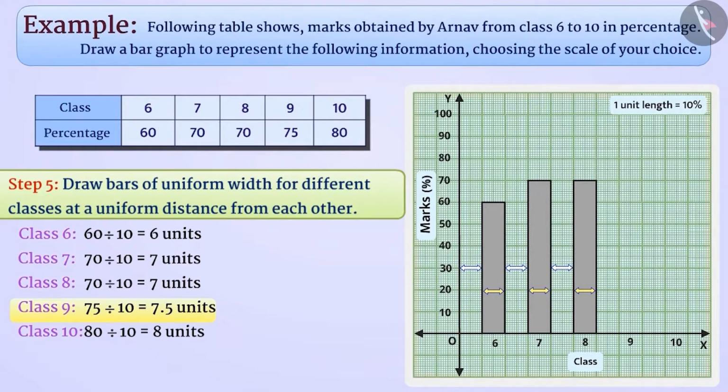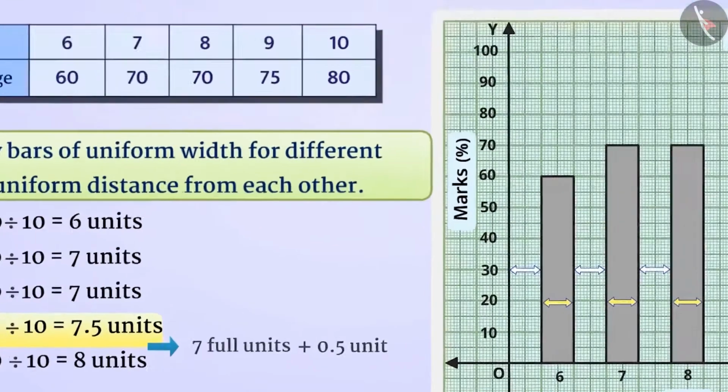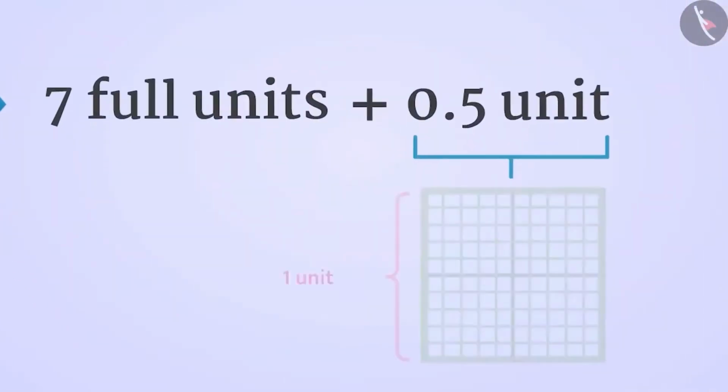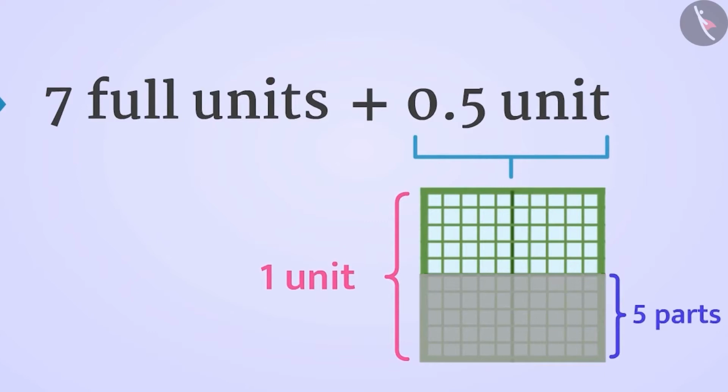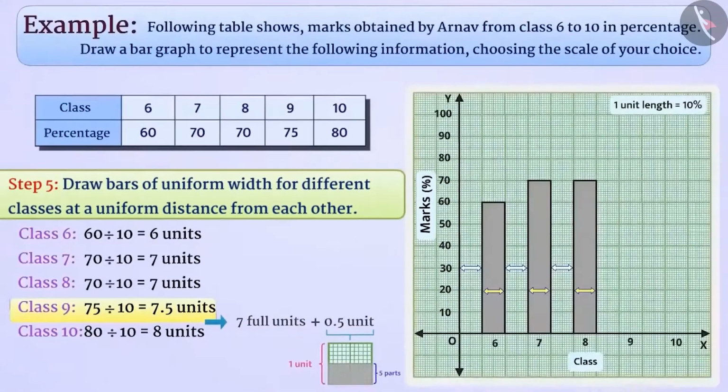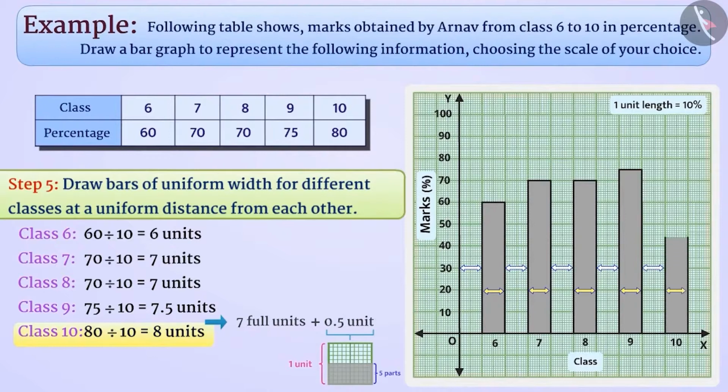You are absolutely right. 7.5 means 7 full units and 0.5 units means 5 parts out of 10 parts of 1 unit. Therefore, for class 9, we will draw a bar of 7.5 unit length in this way. In the same way, we will draw a bar of 8 unit length for class 10. Thus, we have obtained a bar graph for the given information.